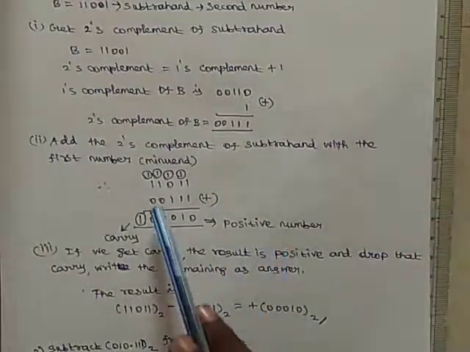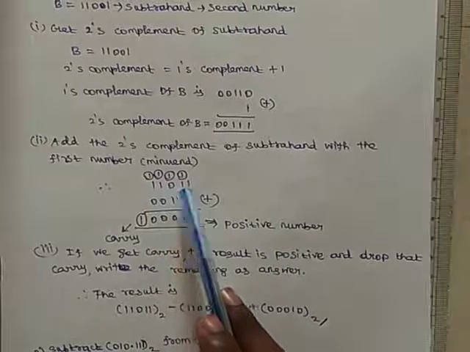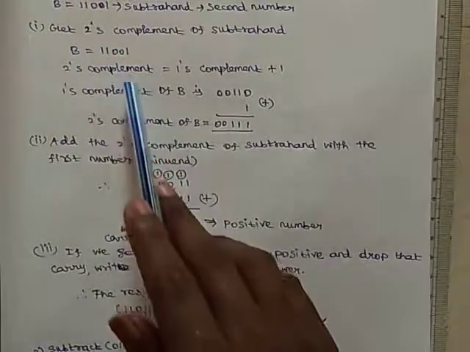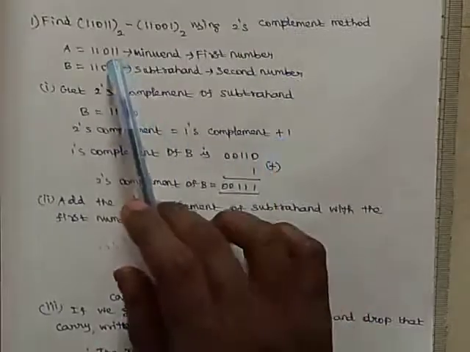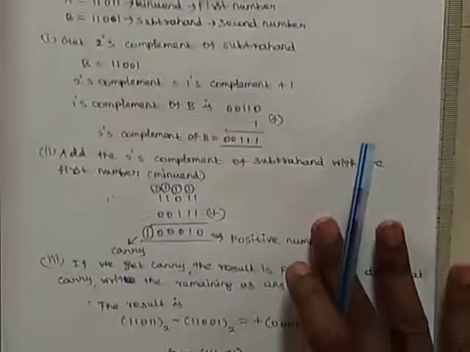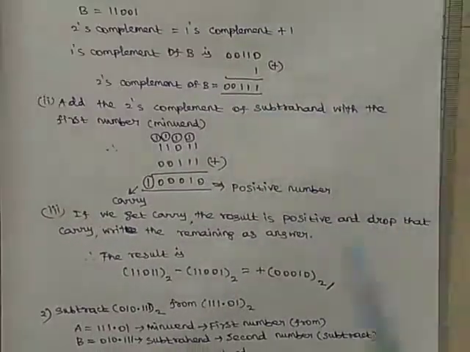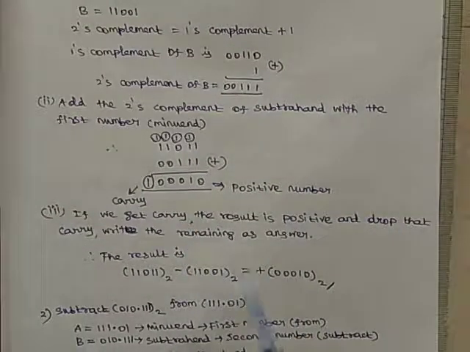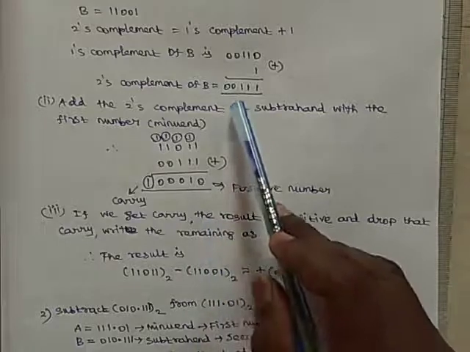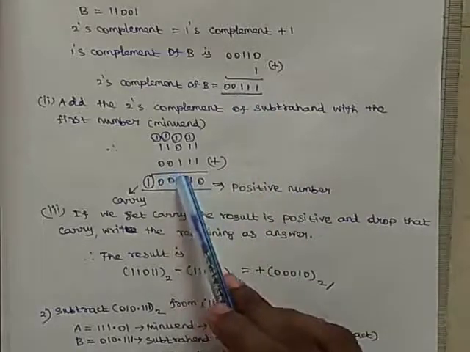So 11011, that is called minuend, the first number. Then we have to add this two's complement to the first number. So two's complement is 0 0 1 1 1. So 0 0 1 1 1.